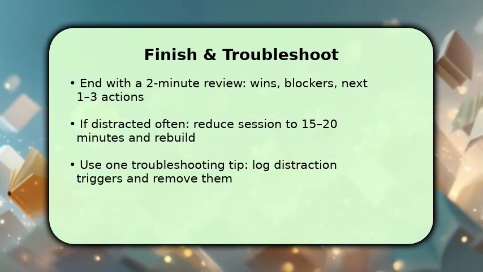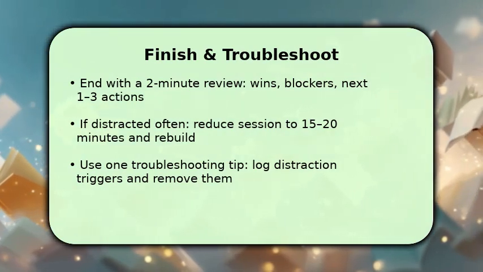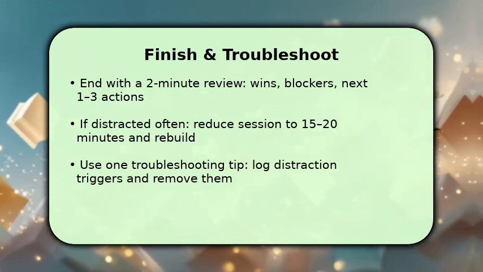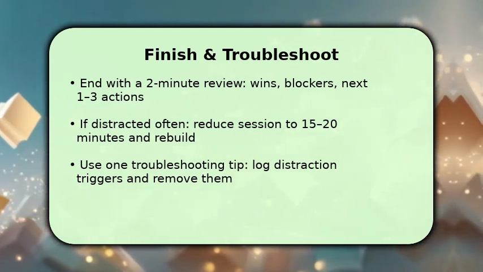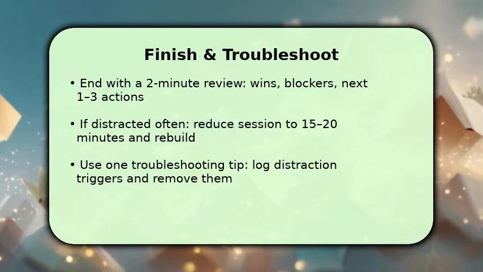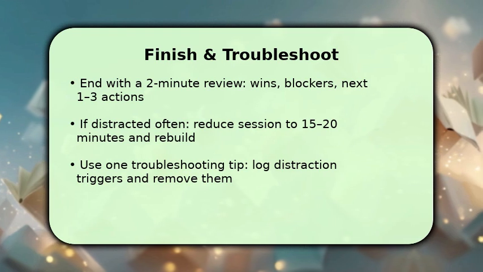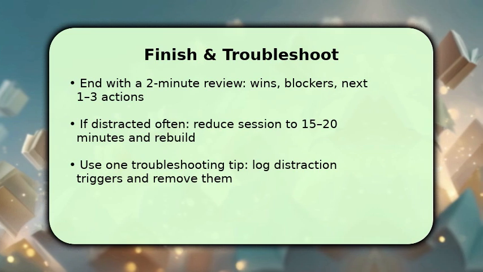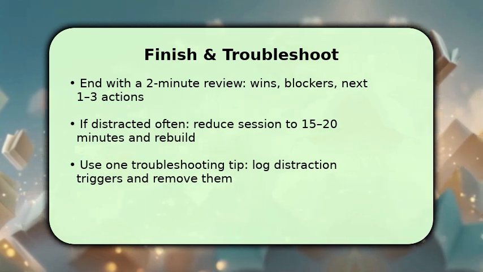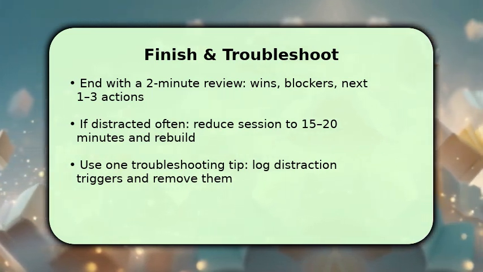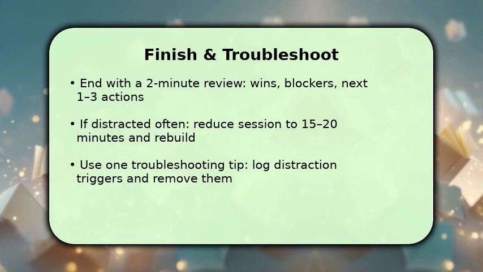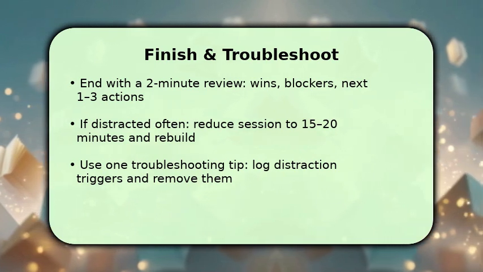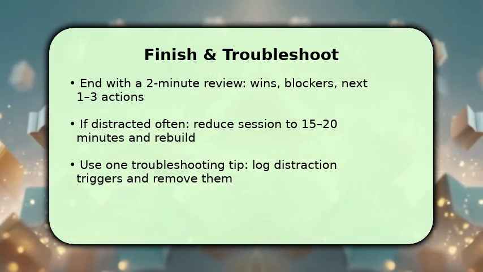You finish by doing a quick 2-minute review. Note what you completed, any blockers, and the next 1 to 3 actions for the next session. This closes the loop. If attention collapsed, drop session length to 15-20 minutes and rebuild gradually. Short wins restore confidence. One key troubleshooting tip: when distractions recur, log their triggers for 2 sessions and remove or automate the biggest offender. Doing this turns interruptions into fixable variables and keeps your focus flight reliable.